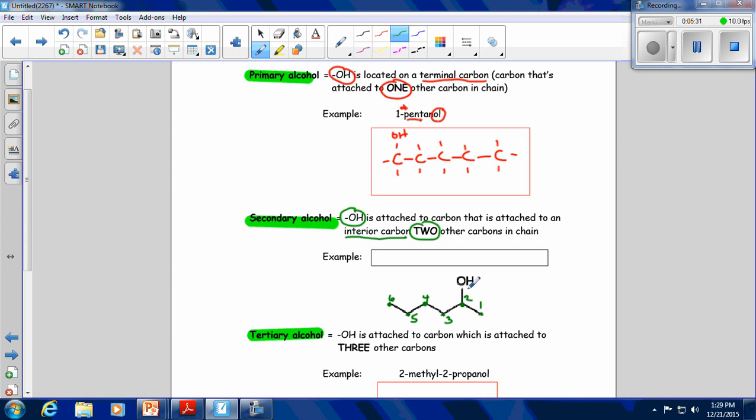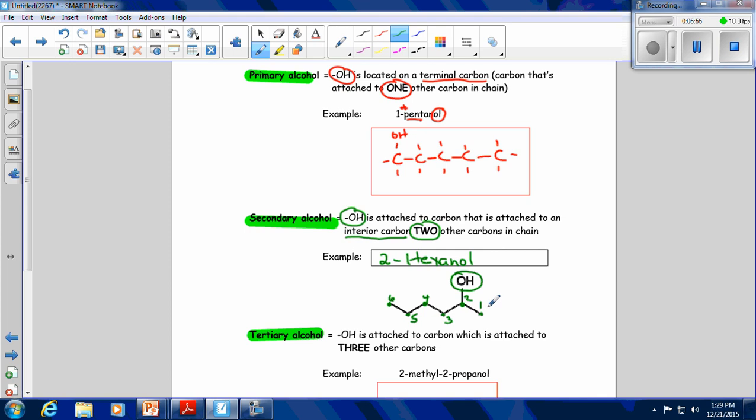So for this, we've got 1, 2, we've got 2 is the location of where the OH is, our hydroxyl. And if we count up the number of carbons that are present, we're dealing with a hexane group. But in order to show that we're dealing with an alcohol instead, we've got 2-hexanol. Right? The OH is attached to an interior as opposed to a terminal location.